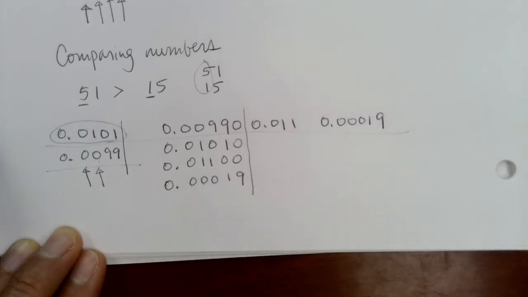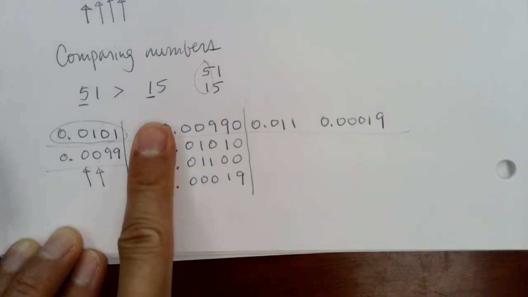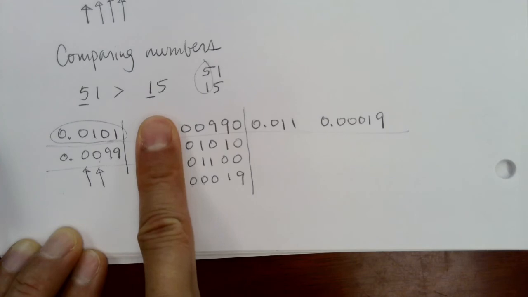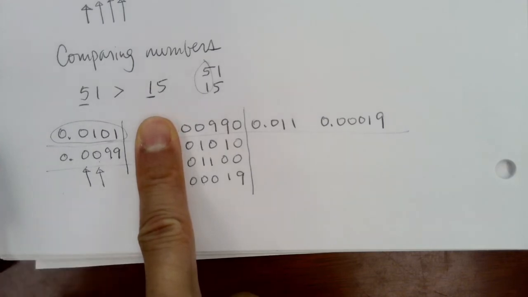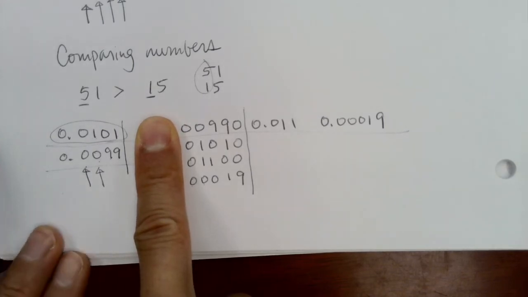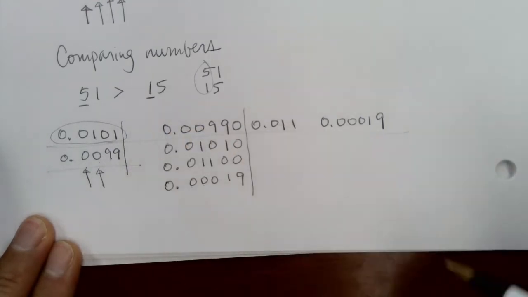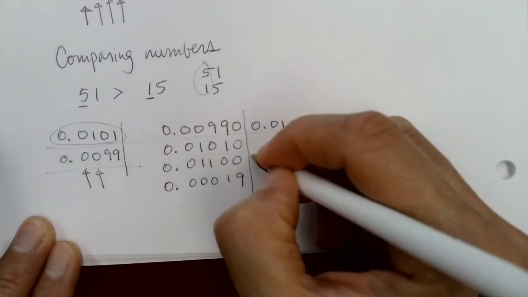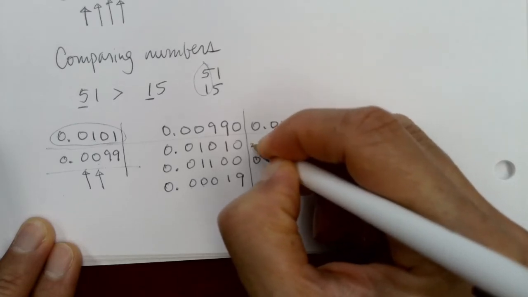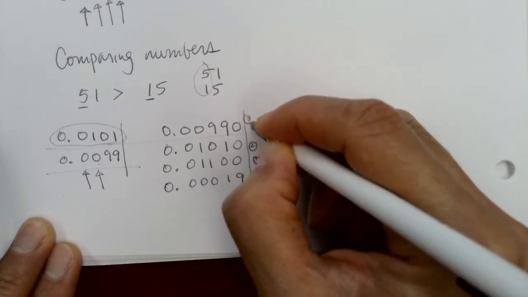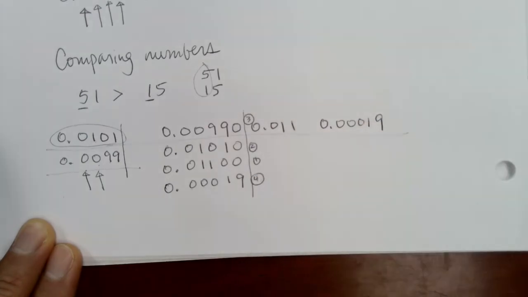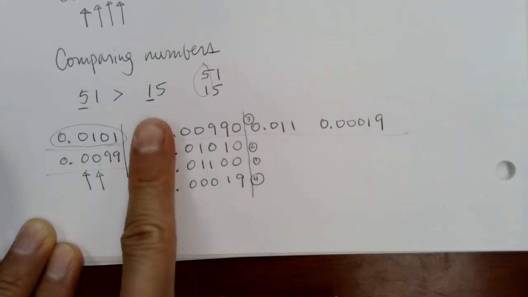Now again, now that I've lined them up, I could almost ignore that decimal, and you can see that the third number is the greatest, followed by the second, and the first, and then the fourth. So this is the greatest, that's the second greatest, third greatest, and then the least. Right.